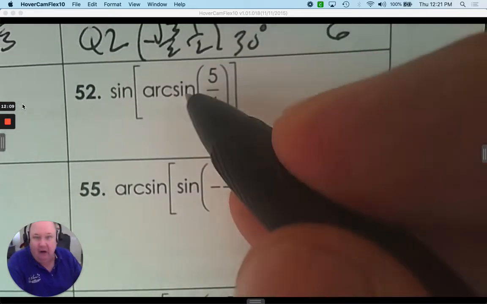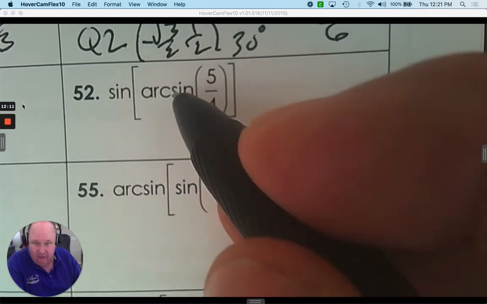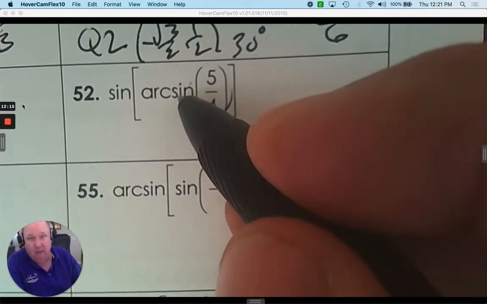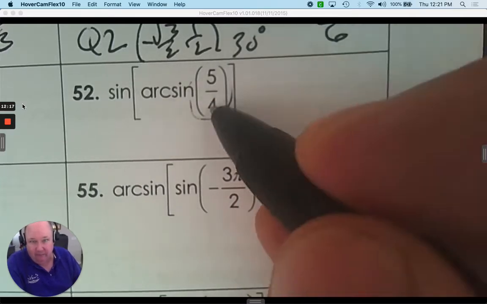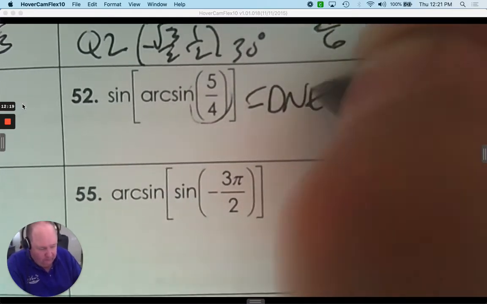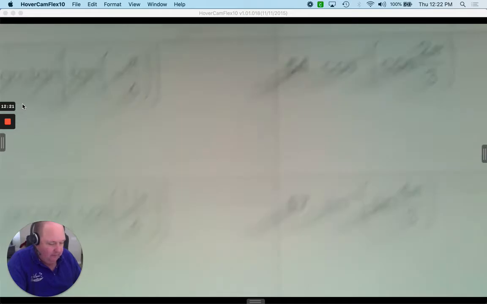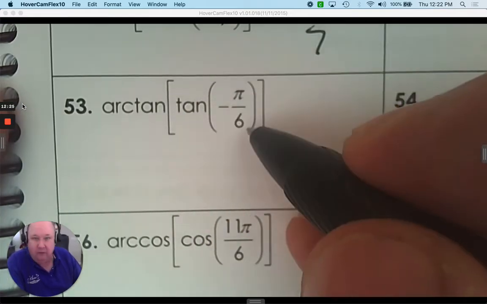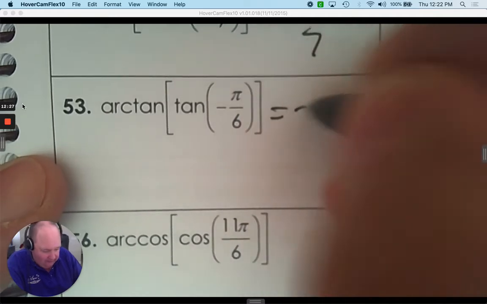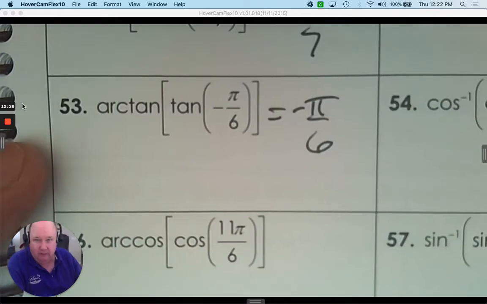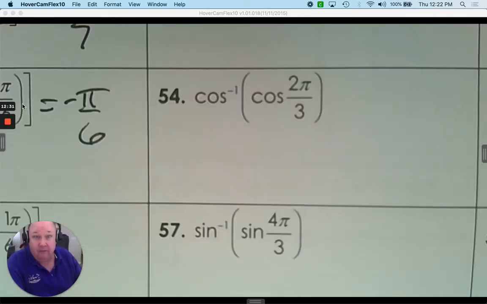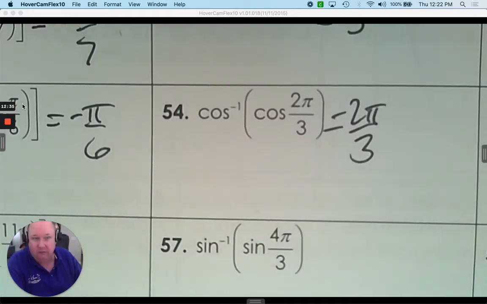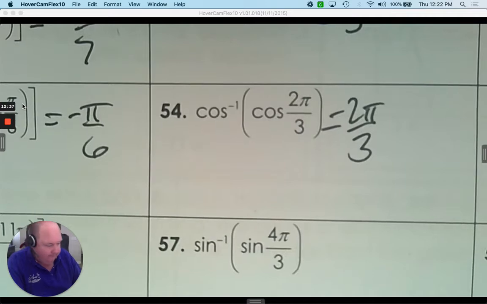Here, again, arc sine means inverse. They undo each other, but that number is too big. It has to be between negative 1 and positive 1. 5 over 4, too large, so this value doesn't exist. 53, again, they undo each other, and that is the correct angle, the negative angle in quadrant number 4. For number 54, they undo each other, and that's the correct angle in quadrant number 2. That's where it should be found.